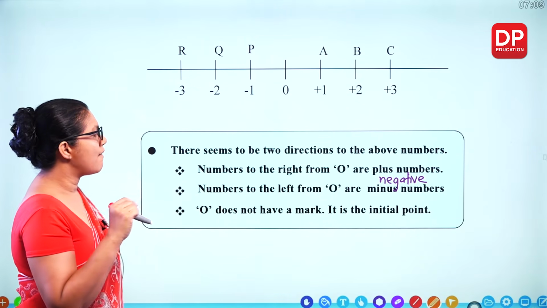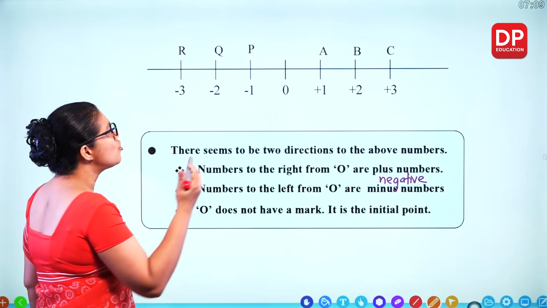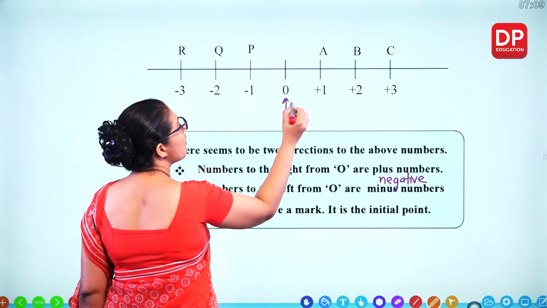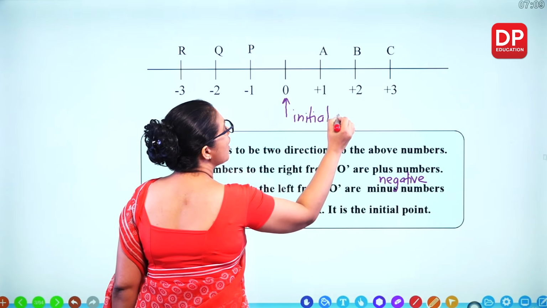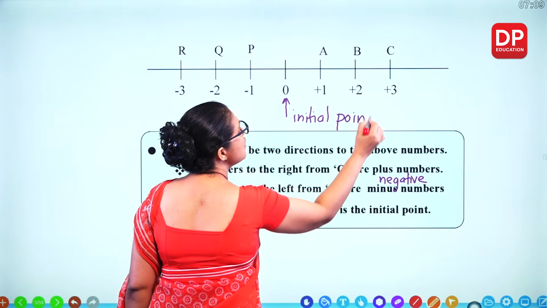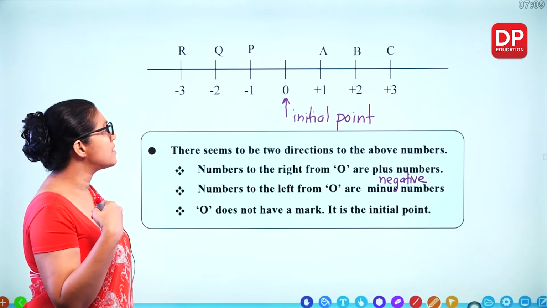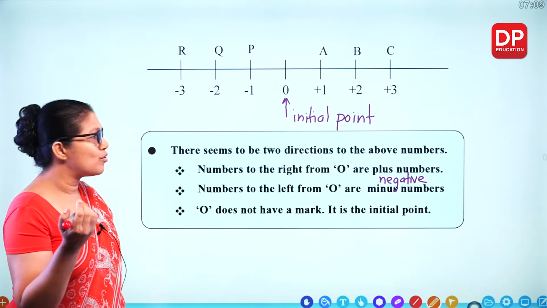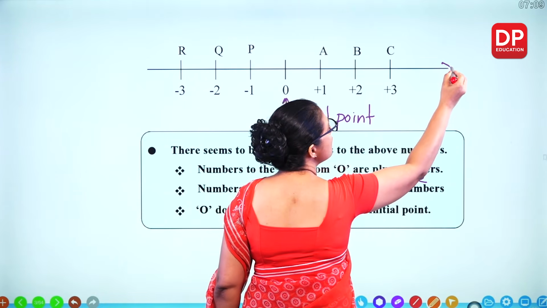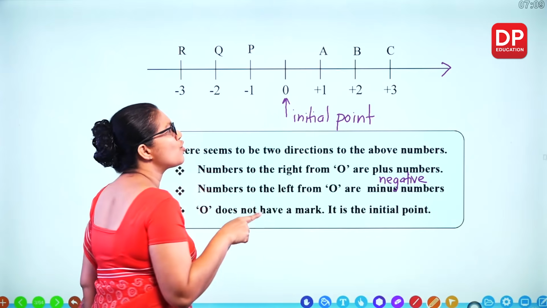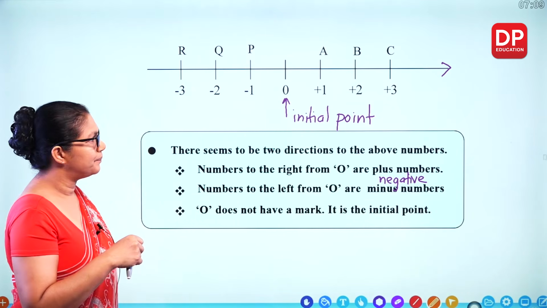0 does not have a mark, plus or minus. It is the initial point. So we can call this the initial point. From this initial point, we take plus values to the right and minus values or negative values to the left. And also we put an arrow this way, only one side, showing that the numbers are increasing this way.